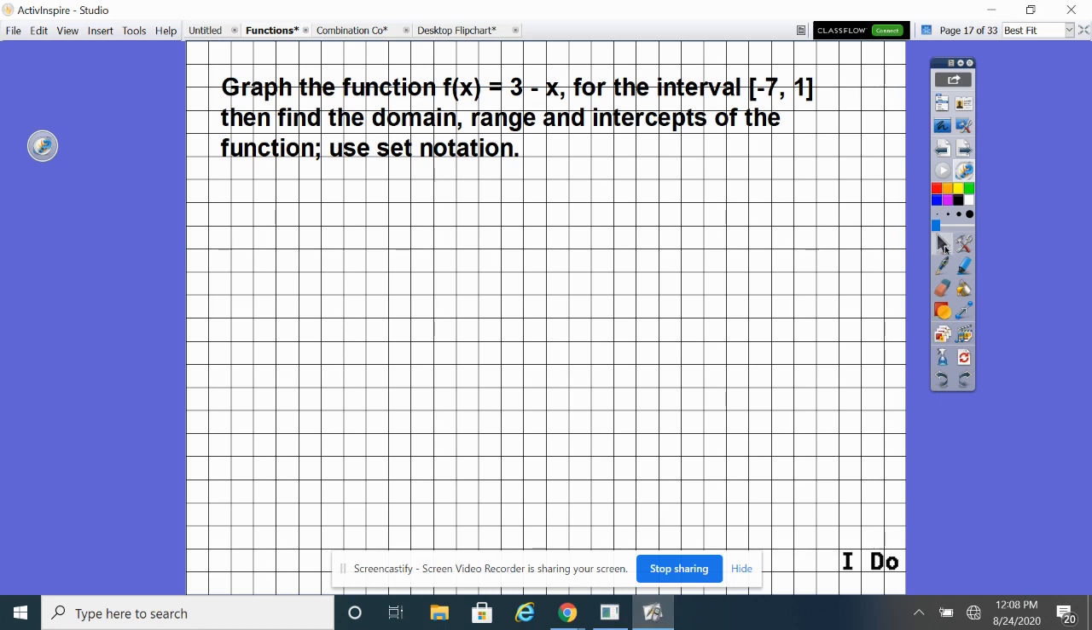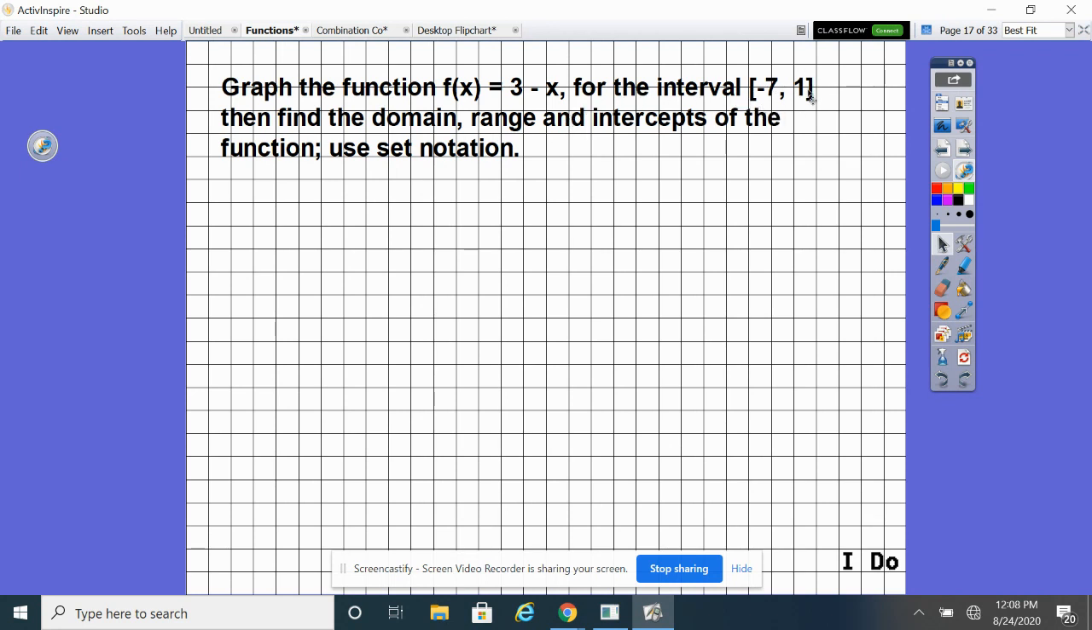All right, so here's our next lesson. We're going to continue with combining functions. Today we're going to get into multiplying and dividing, but first I want to do a little bit of review. First, on domain and range, graph the function f of x equals 3 minus x for the interval -7, 1.